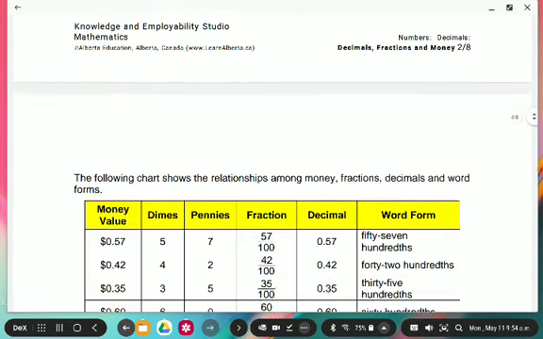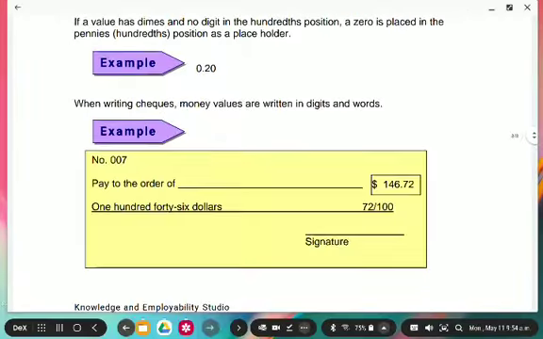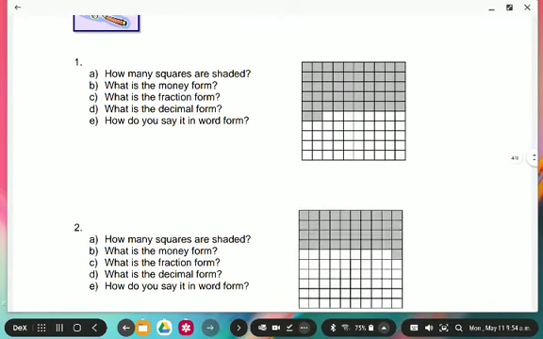So what we've got here is a couple of worksheets that you can practice on. How many of the squares are shaded? What is the money form, the fraction form, the decimal form, and how do you say it in word form? You might see a little bit of a pattern here. Decimal form and money form look very, very similar. What's the only difference between money form and decimal form?